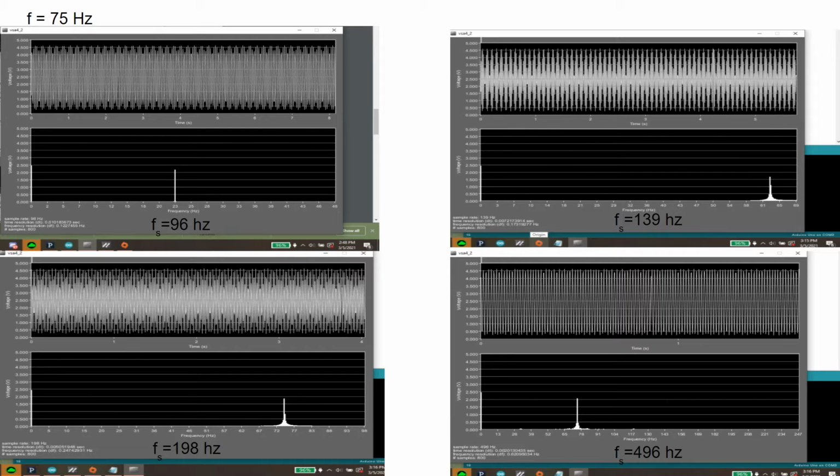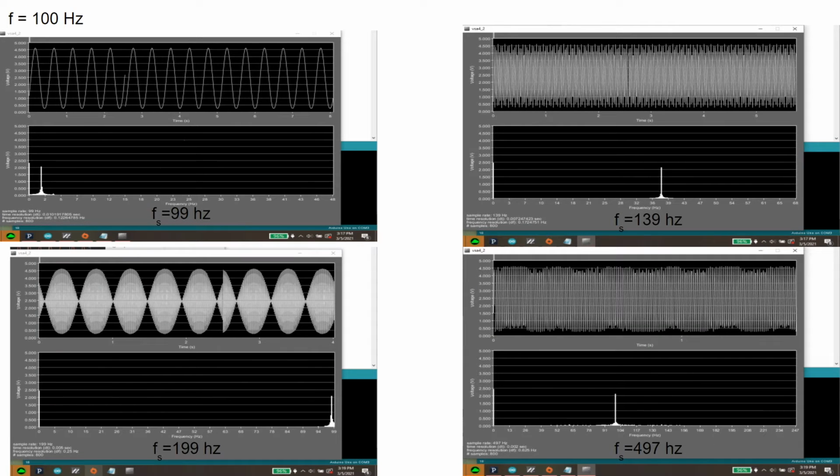Here are the plots of the signal frequency of 75 Hertz being sampled at various sampling frequencies, as we can see labeled. And of these plots, the only two that were aliased were when it's sampled at 198 Hertz and 496 Hertz. And we'll go into the calculations later.